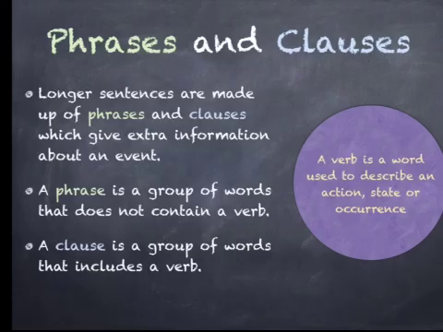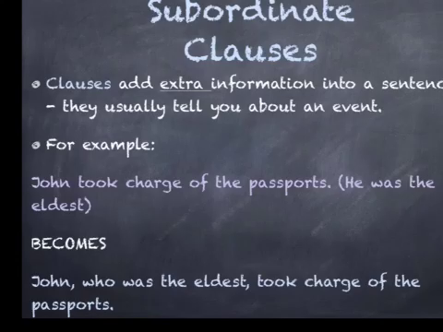A phrase is a group of words that does not contain a verb, whereas a clause is a group of words that does include a verb. Just to recap, a verb is a word used to describe an action, state, or occurrence. Clauses add extra information into a sentence. They usually tell you about an event.